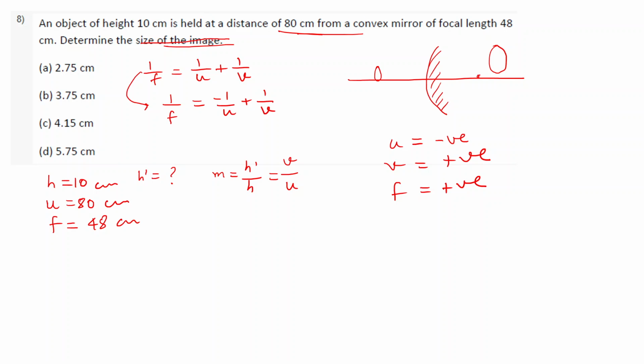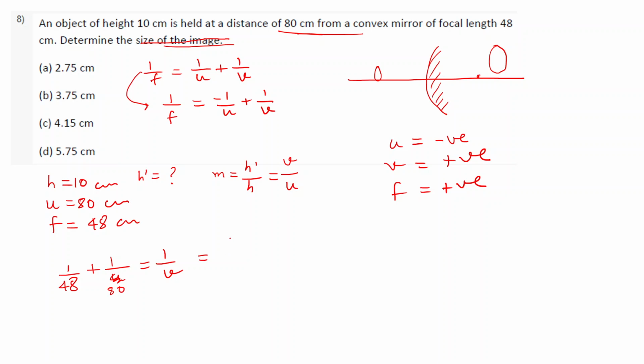Here we have been told the size, I need to find out, means magnification I need to find out. So I know f, I know u, I'll find out v first. When I put my values in this mirror formula, I'll get 1 over 48. I need to find out v, right? So this will be 1 over v is equal to 1 over f plus 1 over u. Just sending this minus 1 over u to the left side, I'll get this. And u is actually 80 centimeter.